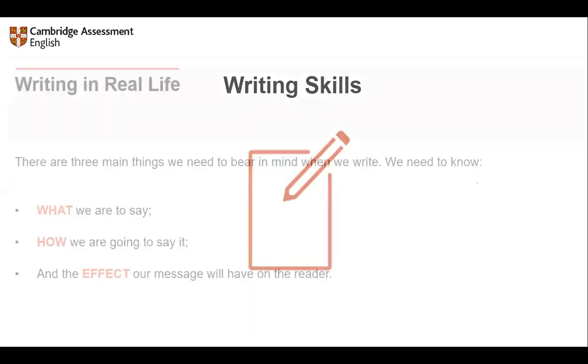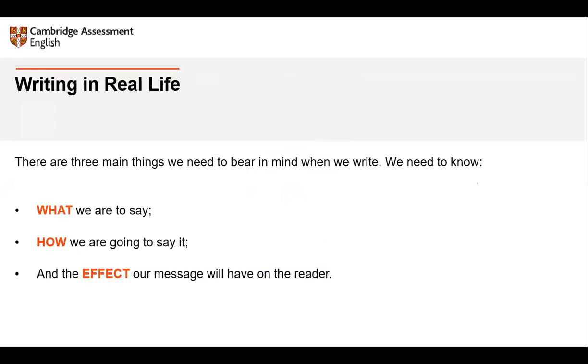In terms of writing skills, when we write in real life, there are three key things we cannot do without. We need to know what we are going to say. Pardon my spelling here, there's a word missing. We need to consider how we are going to say something, and we have to consider the effect our message will have on the reader.